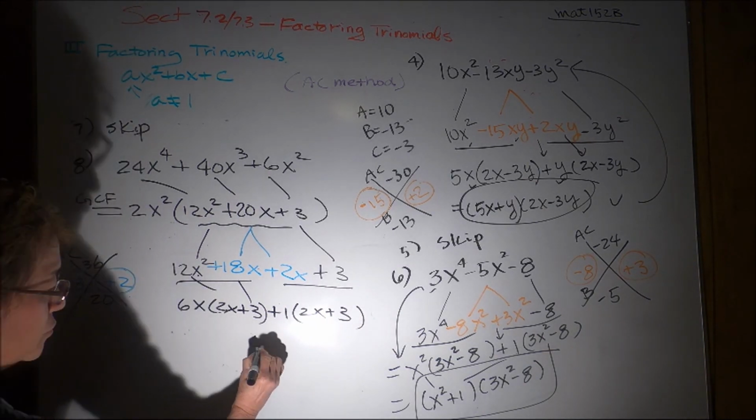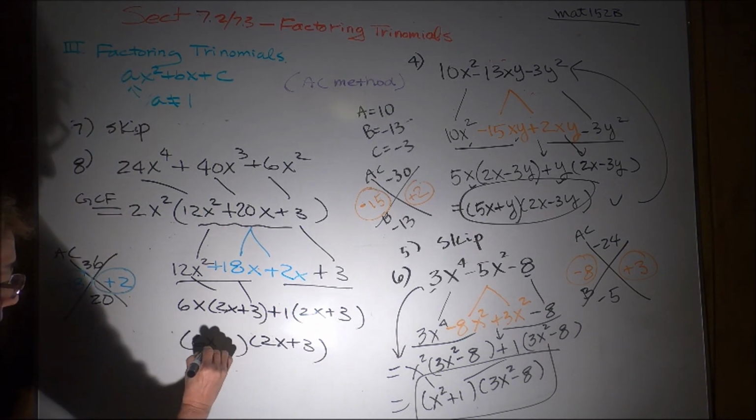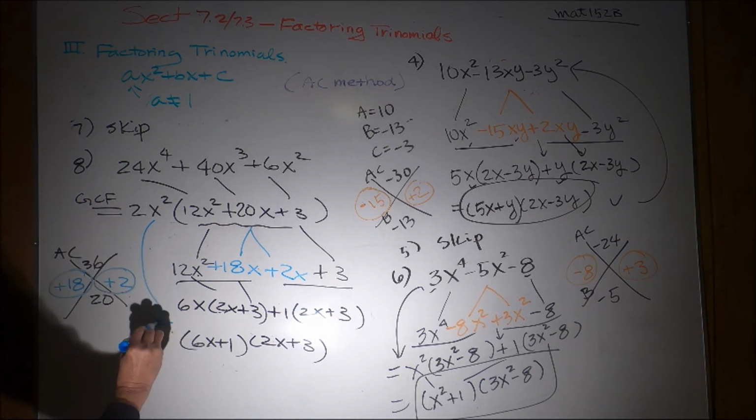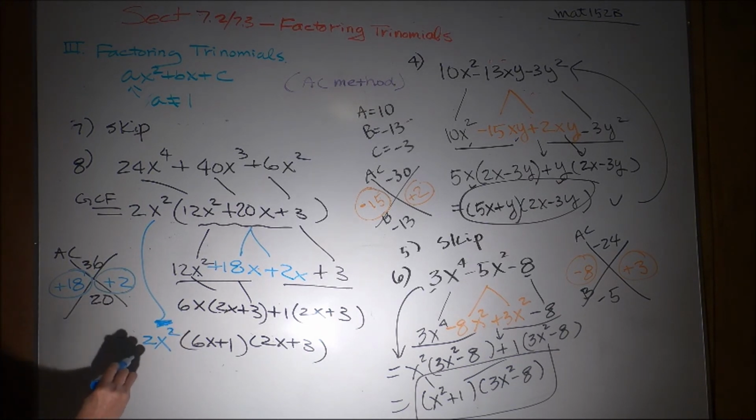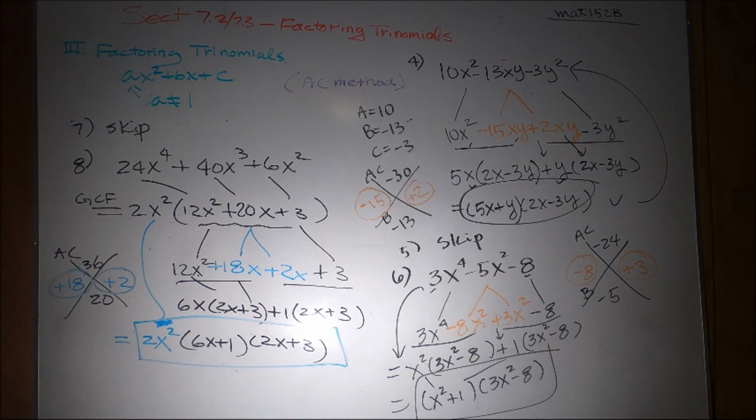Then for these two groups, we have 2x plus 3 in common. Left will be 6x plus 1, right? Is this the final answer? Don't forget, your original, you still have something in front you have to copy down. So that would be your final answer, right? Are we okay? Practice.